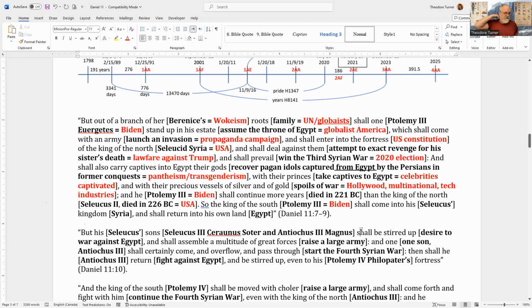So this becomes, I'm really confused. Sorry, Theodore, I'm confused. I'm looking at Biden shall continue more years. And then Ptolemy III is supposed to have died in 221, but Seleucus II is supposed to die in 226. So that's Ptolemy earlier. I was thinking lifespan. Oh, this is BC. Okay, BC. All right.